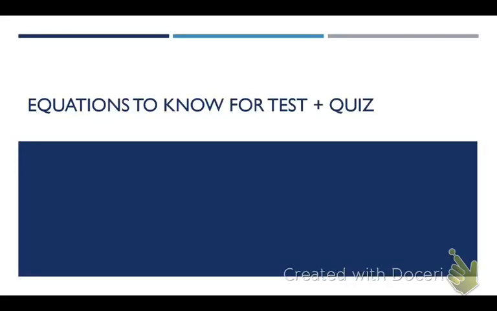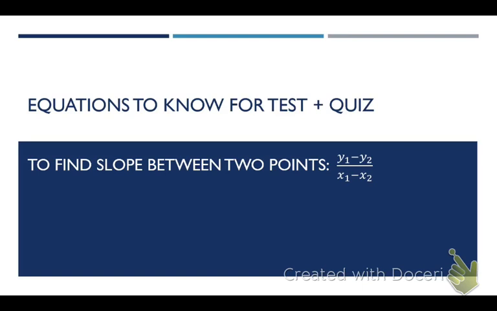You're going to go ahead and fill them in there at the top. It says equations to remember on your paper. This is what you're going to highlight after you write them in. The first one is the slope formula. The slope formula is y1 minus y2 over x1 minus x2.